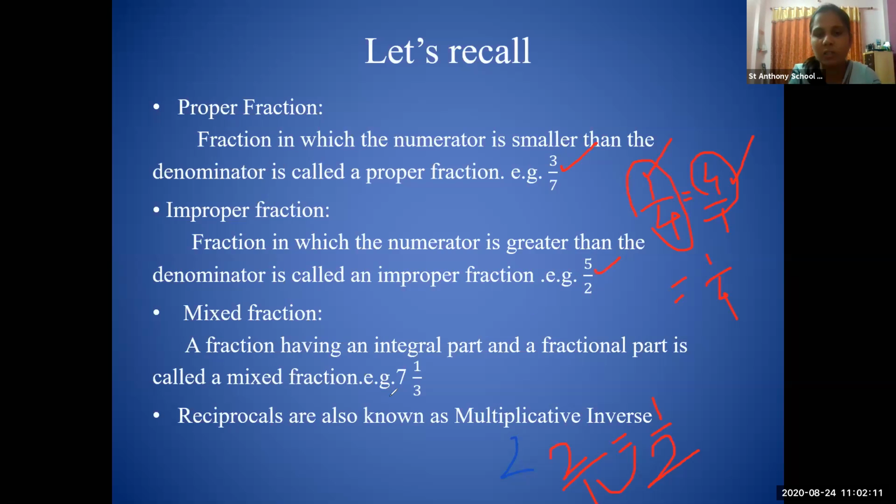Now what is a mixed fraction? Here the integral part is also there and the fractional part is also there. Integral part as well as fractional part. It is known as what? Mixed fraction. And what is meant by reciprocal? Reciprocal means inverse, multiplicative inverse.